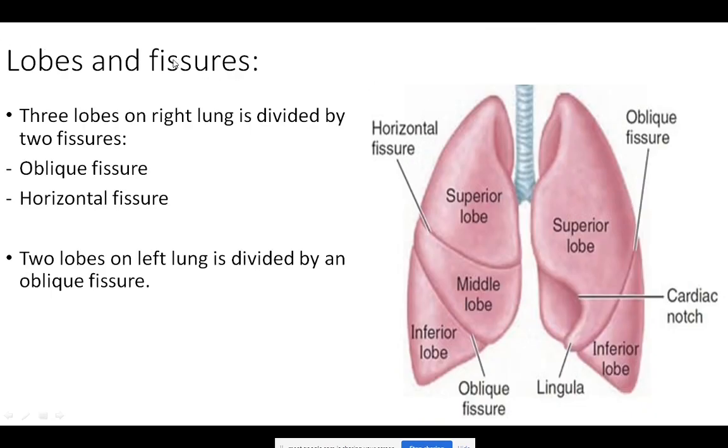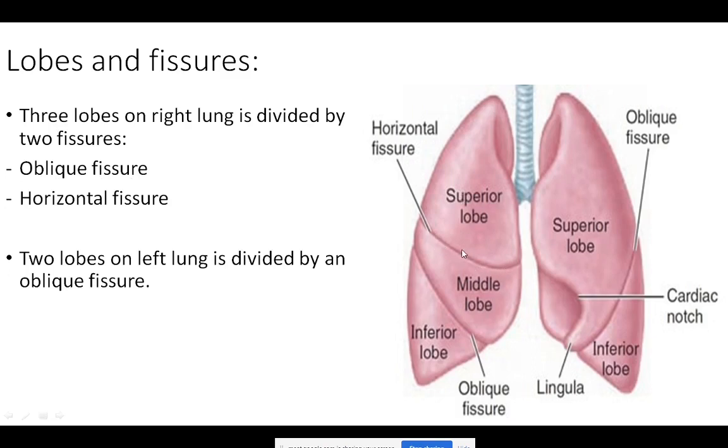So now, what are the lobes? What are the fissures? Lobes and fissures of the lung. On the right lung, we have 3 lobes. This one is the superior lobe, middle lobe, and inferior lobe, whereas on the left lung, we have only 2 lobes, that is only superior and inferior, with no middle lobe. Okay, there are 2 fissures on the right lung, therefore it is divided into 3 lobes.